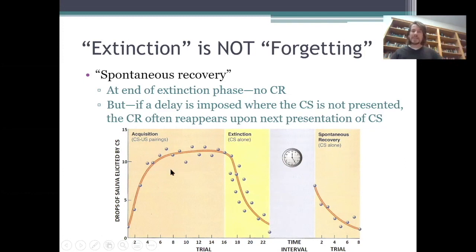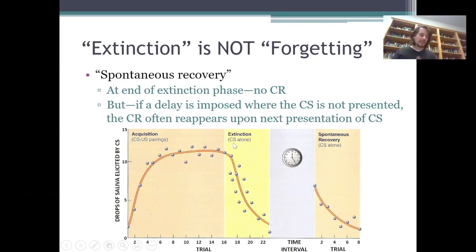So for example, maybe you did pair a bell with food here during acquisition, right? Like here's the bell, here's the food, here's the bell, here's the food, over and over again like that, until the animal salivated quite strongly to the bell. We've got drops of saliva elicited by the CS here. That's what these data points represent. So you put the animal through that acquisition phase, and then during extinction, you present the bell all by itself, right?